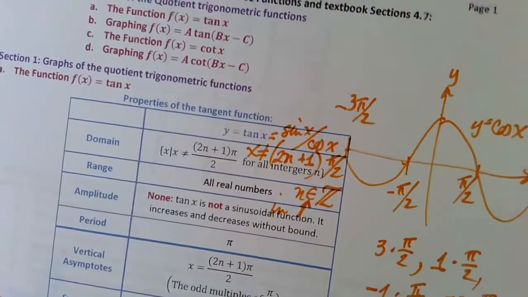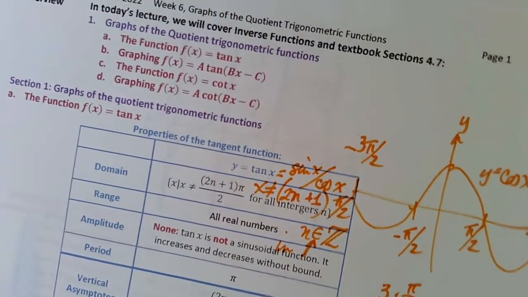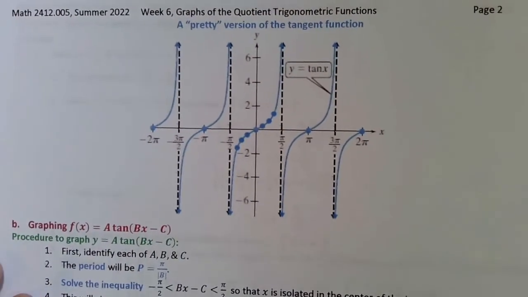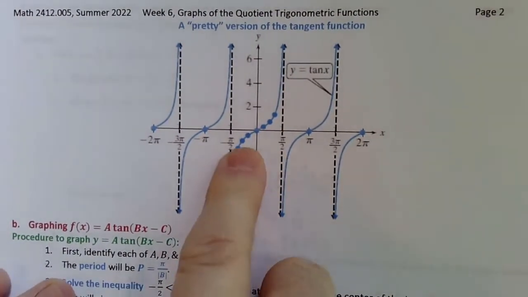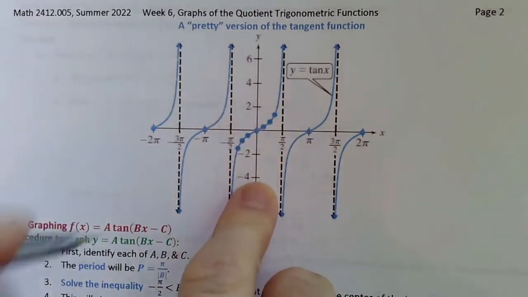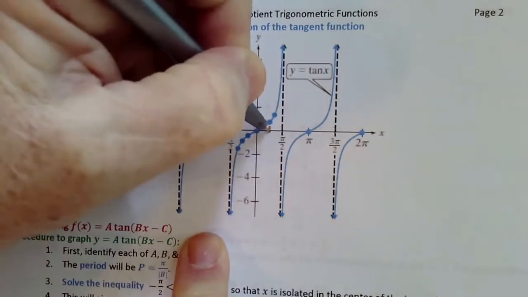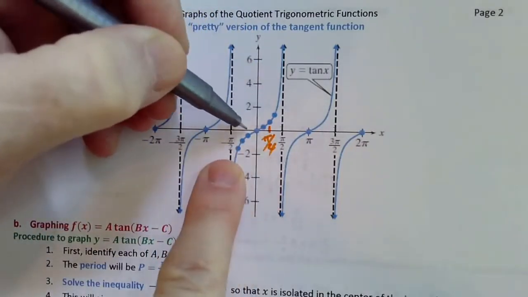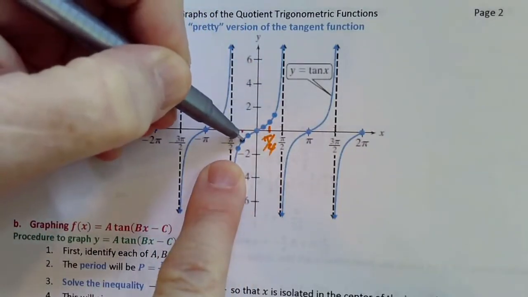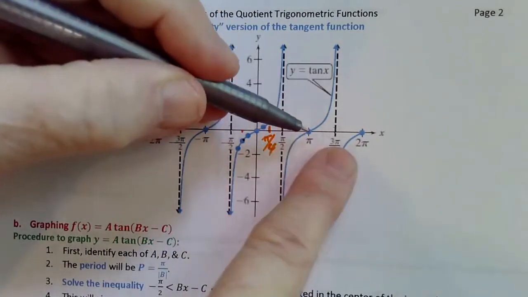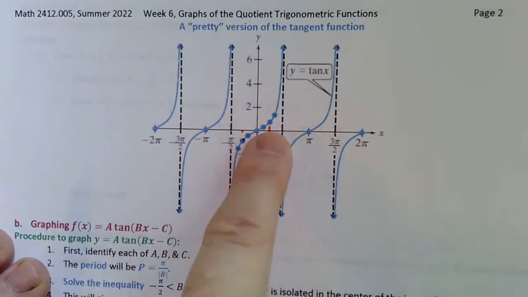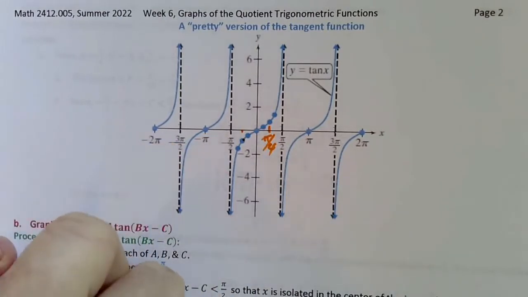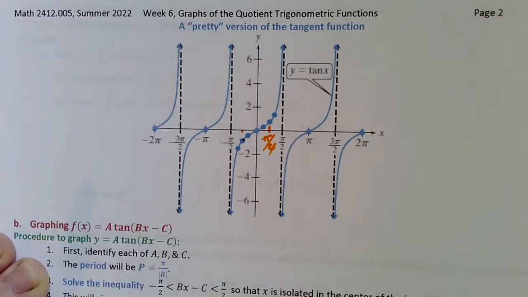Okay, well here's a pretty version of the tangent, and you can see, well, they don't show it very well here. At pi over 4, we get 1. At negative pi over 4, we get negative 1. And at every single multiple of pi, we get a 0, and that's because the sine is 0 at every multiple of pi.